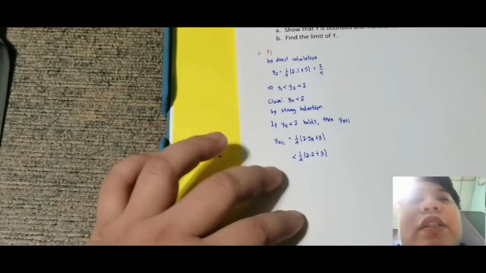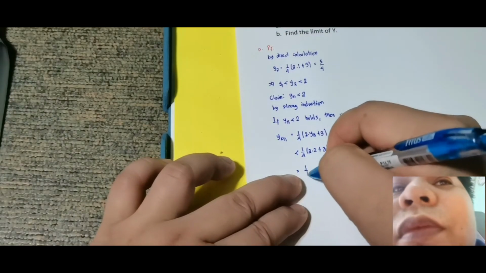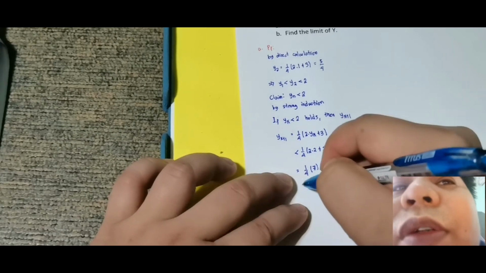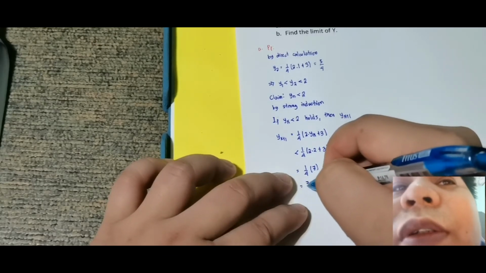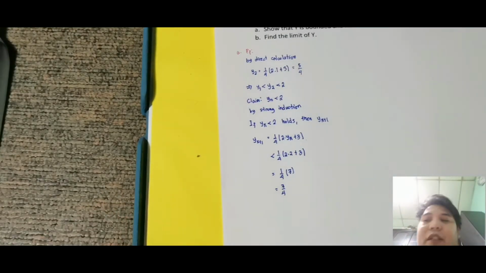Okay, since lumaki siya, this is equal to 1/4 times, that is 4 plus 3, that is 7, which is equal to 7/4. So, ang claim niya, si y sub k plus 1 is 7/4.